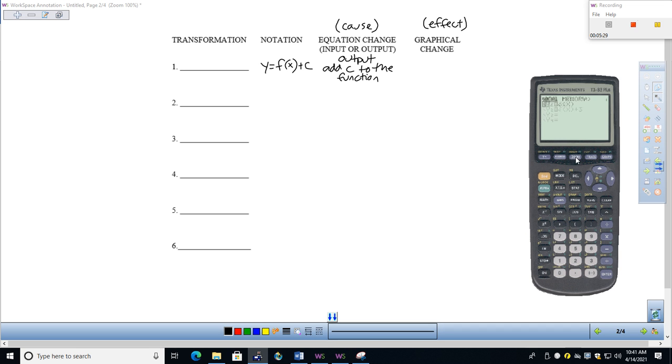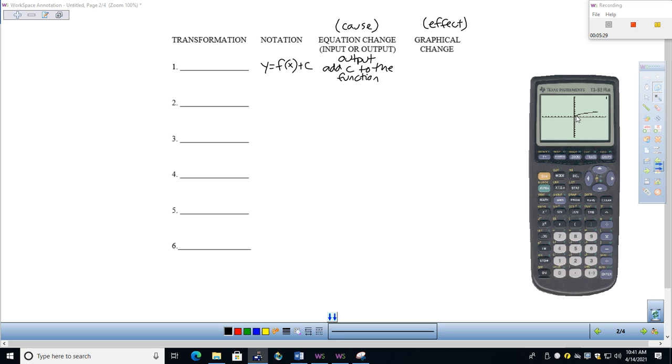So I need you to hit zoom at the top, please. And you're going to go down to number 6, that standard window there. So you can just hit number 6. And hopefully, you'll see square root of x, and now square root of x plus 3. So the question is, what happened? How would we name this?